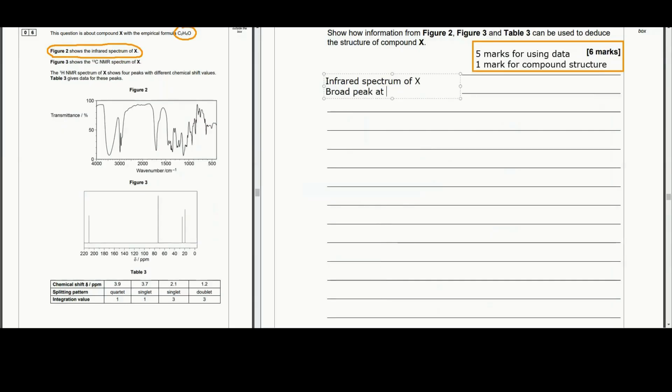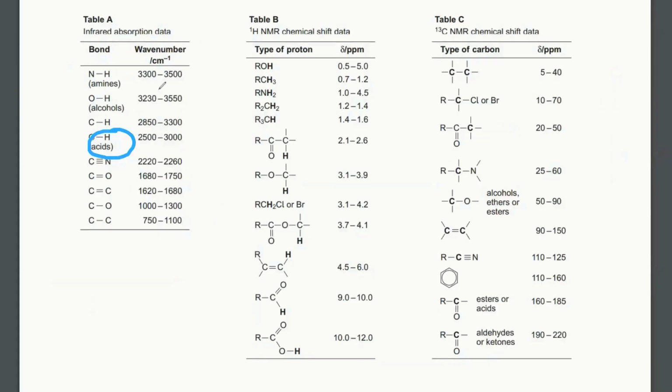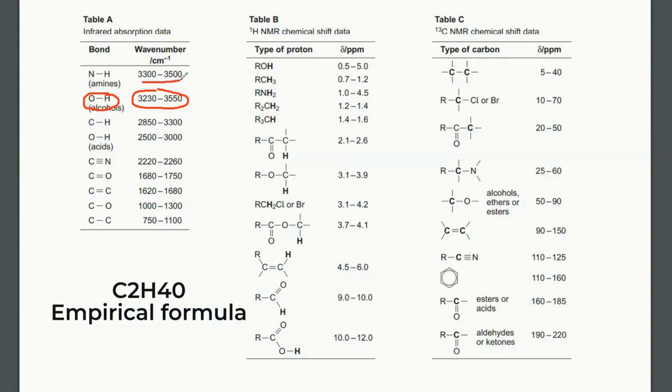What we're going to notice from this infrared spectrum is that we have a broad peak at 3,400 to 3,500, sorry, and this must be an OH bond. And you can see that from the wave number and the bond here on the data table. Now, it's not going to be the NH because the empirical formula doesn't contain nitrogen. So you can see it's C2H4O and there's no nitrogen, so it can't be the NH bond.